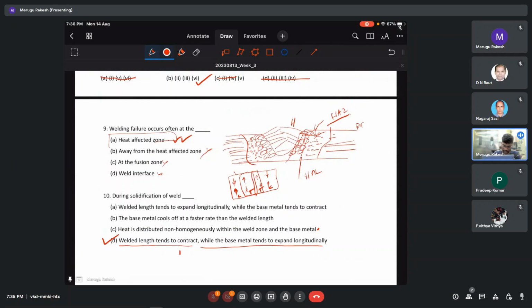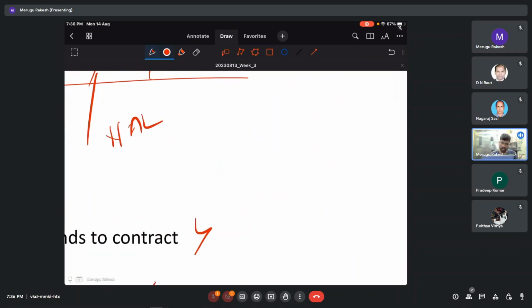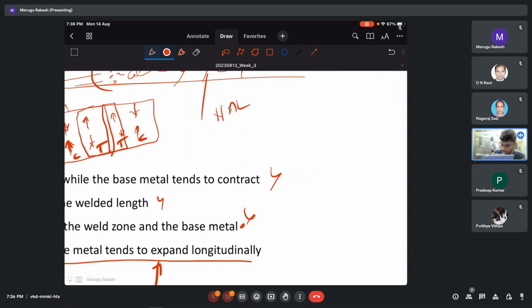So due to this contraction, we have the tensile stresses. Due to this expansion, we have compressive stresses. So all the other options will be wrong. It basically tends to not expand, but contract. The base metal cools off at a faster rate than the weld length? No, it cools a little slower. Heat is distributed non-homogeneously within the weld zone and the base metal? No, it is distributed uniformly. I will simply show you a simple welded joint to see how we verify that.